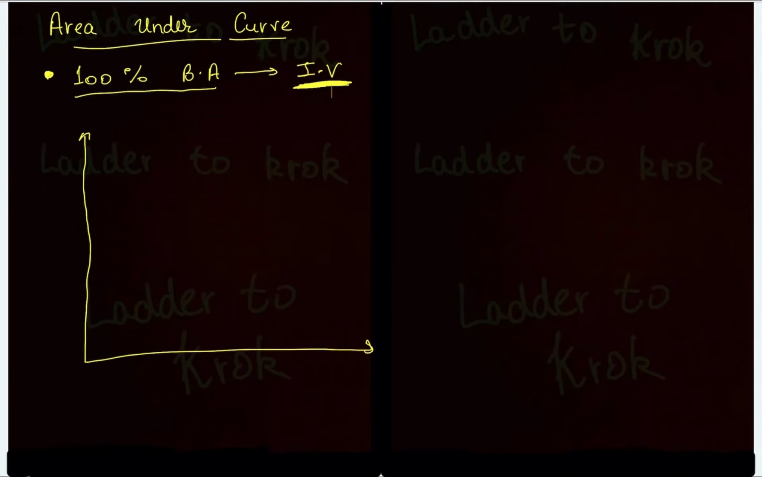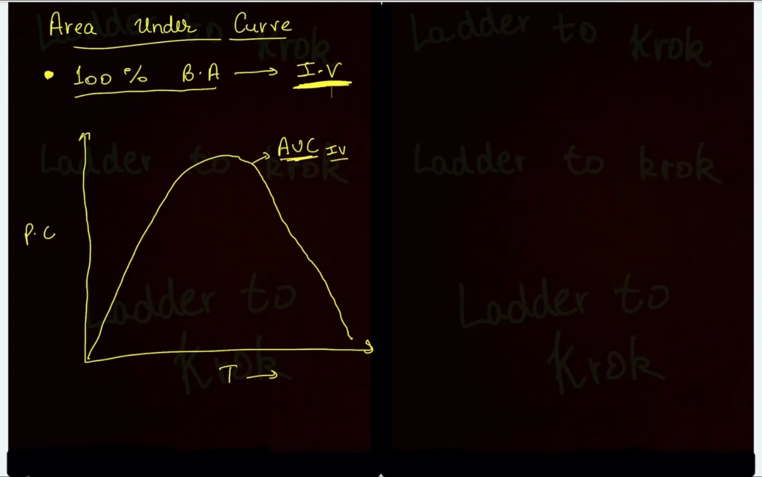Okay, now suppose an area under curve graph, plasma concentration of that drug according to time. So which drug has 100% bioavailability? In which form can a drug have 100% bioavailability? In IV, if you give it directly intravenously. Suppose this is the graph of that drug in IV, when you give that drug IV. This is the area under curve, IV, intravenously.